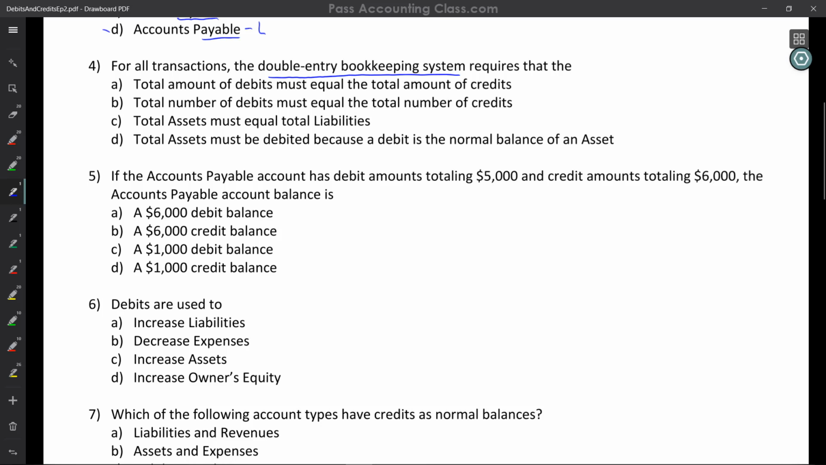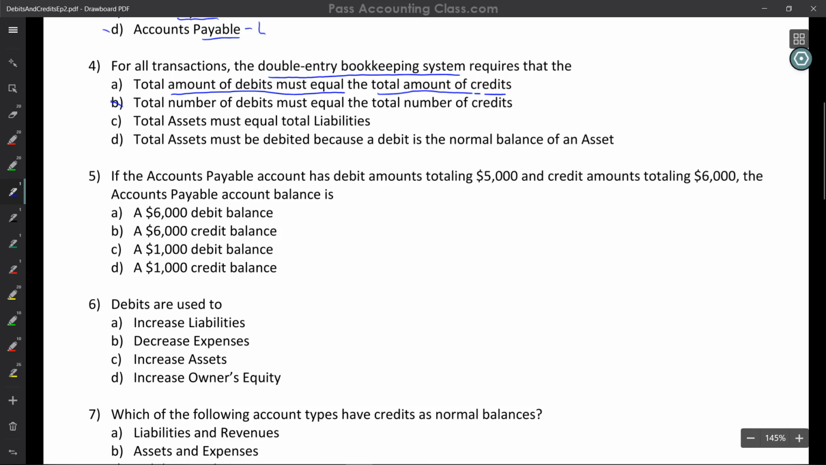Really what you're looking for here is that the amount of the debits must equal the total amount of the credits. So if you had 2 debits equaling $200, well then you have to have at least 1 credit equaling 200 or multiple credits totaling $200. So that's what this means. Total number of debits and total number of credits, that's just referring to if you had 2 debit accounts, then you must have 2 credit accounts. That's not the case.